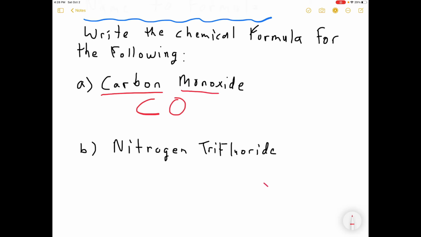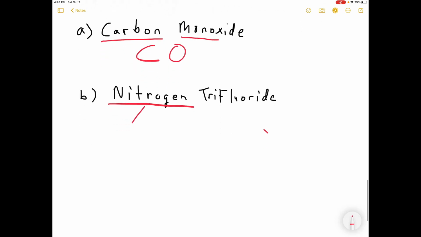Now let's look at the second one. We've got nitrogen. Once again, if there is no prefix there, that means that it is just 1. So we're going to write nitrogen, and then it says trifluoride. Tri means that there are 3 atoms, and fluoride tells us that the final element is fluorine. So we're going to write N, and then F for the chemical symbol of fluorine, and then a subscript of 3 as indicated by the tri.